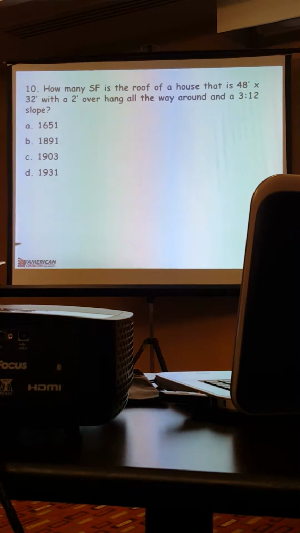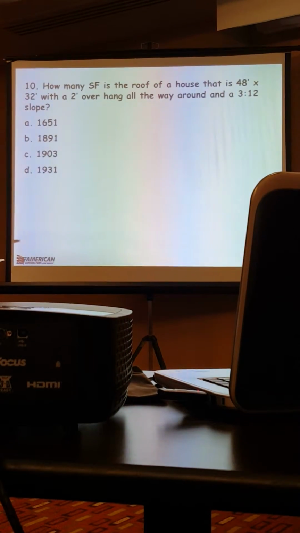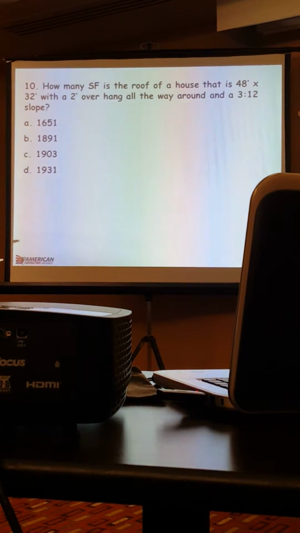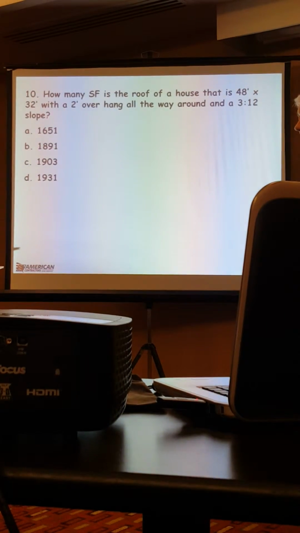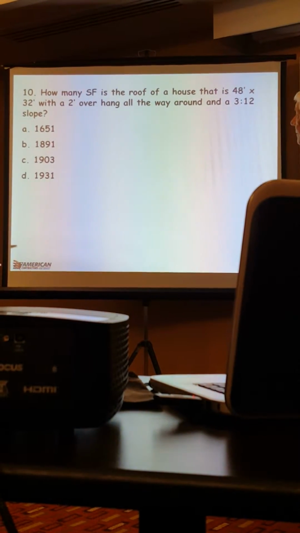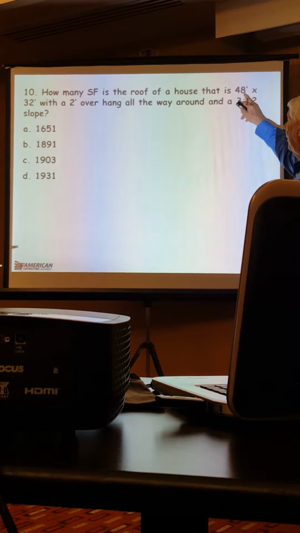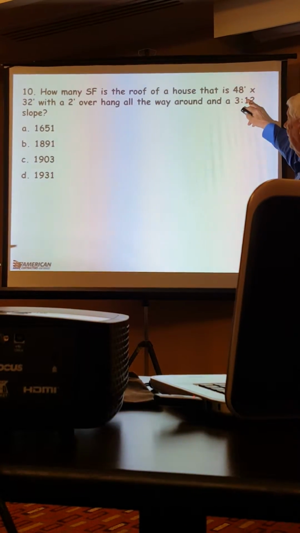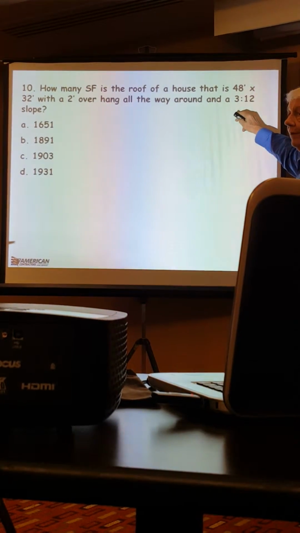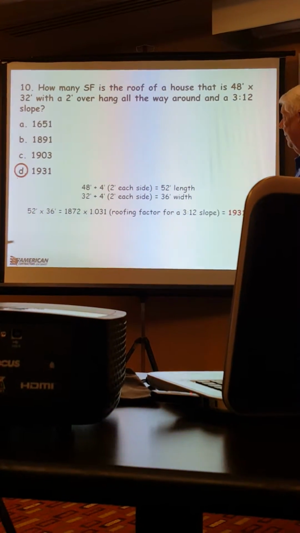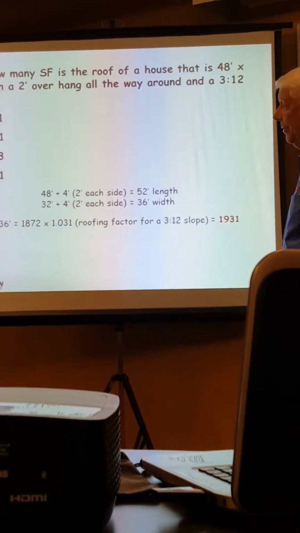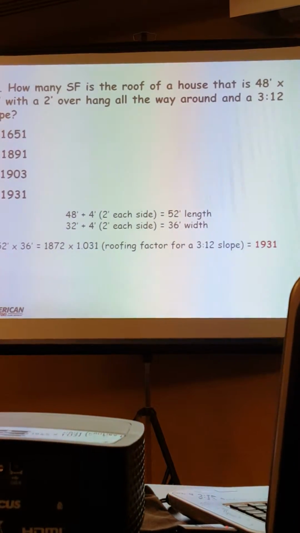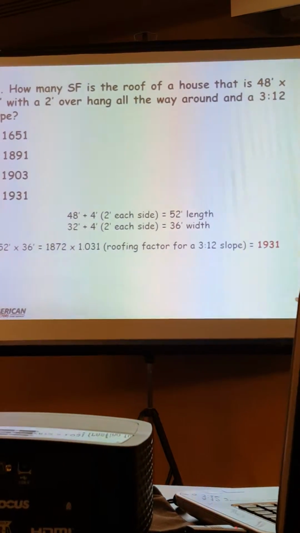The roof of a house is 48 feet by 32 feet with a 2 foot overhang all the way around and a 3-12 slope. Square feet is length times the width. But you've got to add the overhang. So the 48 becomes what number? 52. 2 feet all the way around. 32 becomes 36. 52 by 36. You're talking about the whole house, so you have to add both sides.